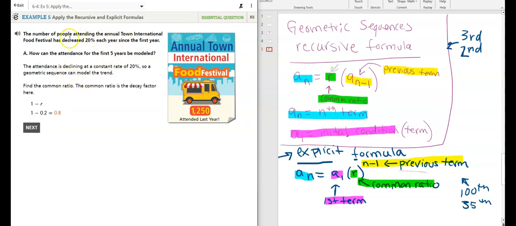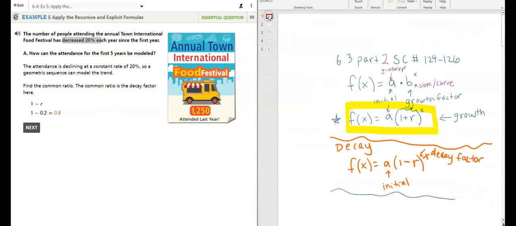Because we're decreasing by a certain percentage, you can compare this to our growth model. Do I have growth over here? Right, growth and decay. So I can compare this to a decay, and I'm going to find my decay factor using the decay rate. Because it's declining at a constant rate of 20%, we found the decay factor by doing 1 minus r. So 1 minus 20% makes 80%.